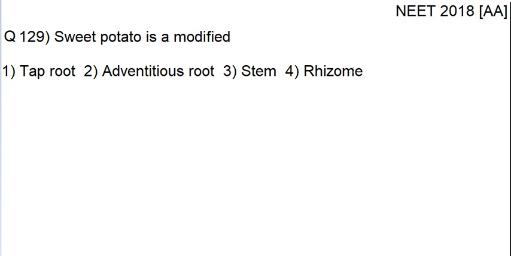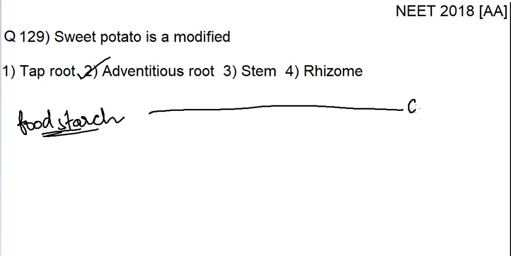Now when we discuss this question, sweet potato is a modified adventitious root. Let's also discuss the other options. Taproot, adventitious roots. What is the difference between taproot and adventitious roots? In both these cases, the roots are modified to store food in the form of starch. But what is the difference in taproot? Suppose this is the ground, and you have a bulged root like this.